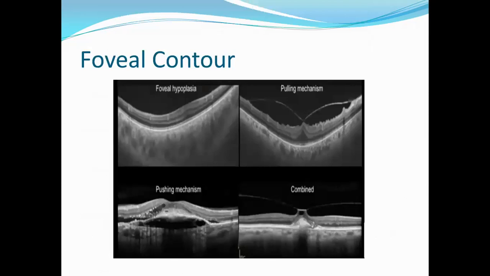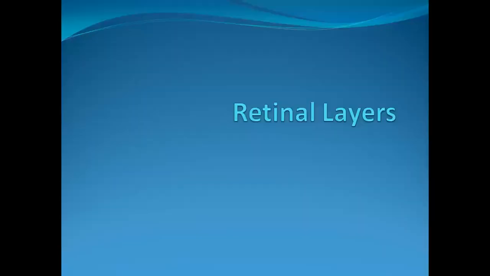Then foveal contour can be absent in many diseases or lesions. For example, in foveal hypoplasia, in cases of pulling mechanisms like in VMT I just told, and in cases of pushing mechanisms, supposedly a choroidal lesion or a CNVM which pushes it above, in that also your foveal contour will be absent, and some combined push-pull mechanisms also. So this was all about the vitreomacular interface.